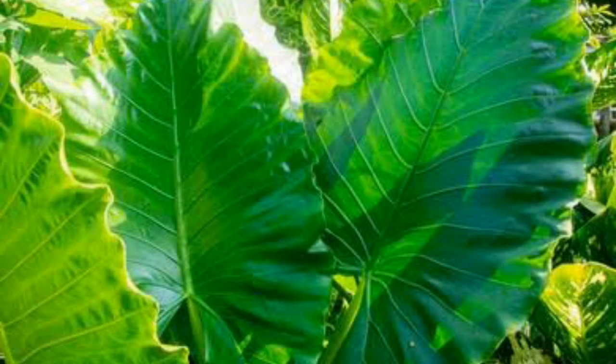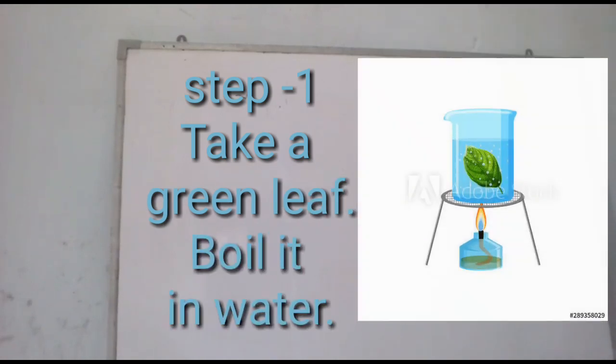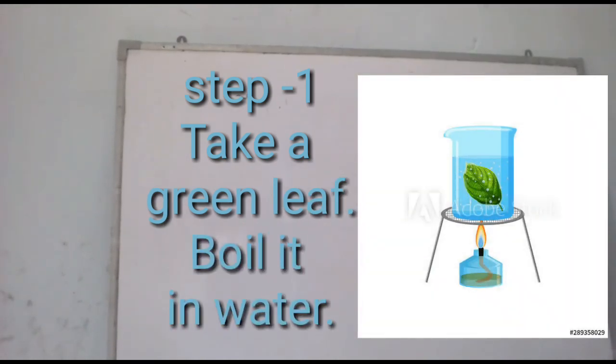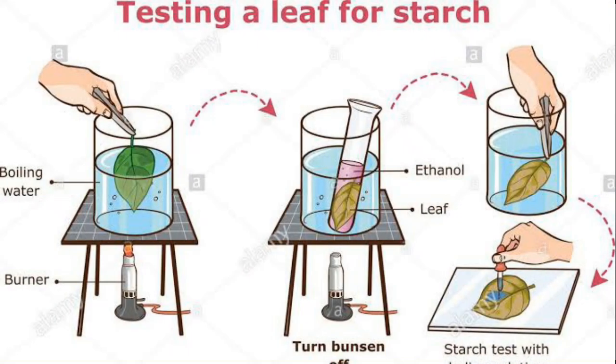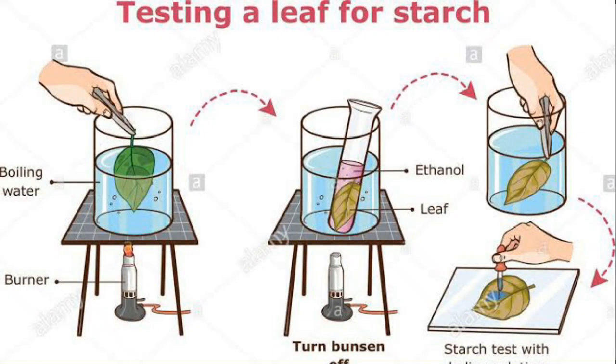Now, what is present in the leaf? Let us study the presence of starch in green leaves. What do we have to do in this activity? Take a green leaf and boil it in water. Then boil the leaf in alcohol. Wash the leaf in cold water. Then add a few drops of iodine. The leaf turns blue-black. This activity shows that starch is present in the leaf.